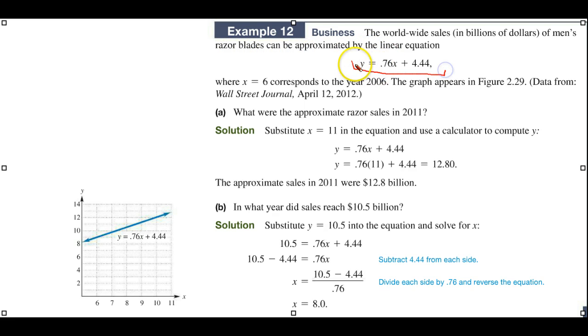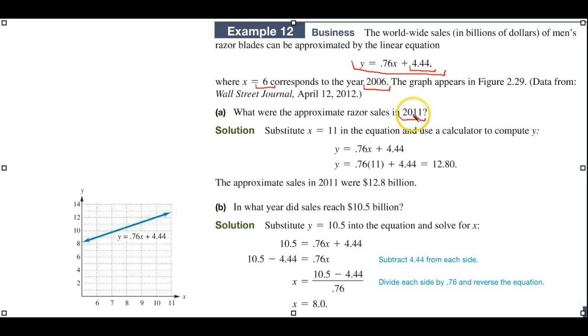Now for example 12, they're saying razor blades for men can be approximated by this equation. Now notice this is in slope-intercept form, where our y-intercept is this, and this is our slope. Okay? They're giving you sort of an example here. Now x is going to correspond initially to the year 2006. What would be the approximate razor sales in 2011?